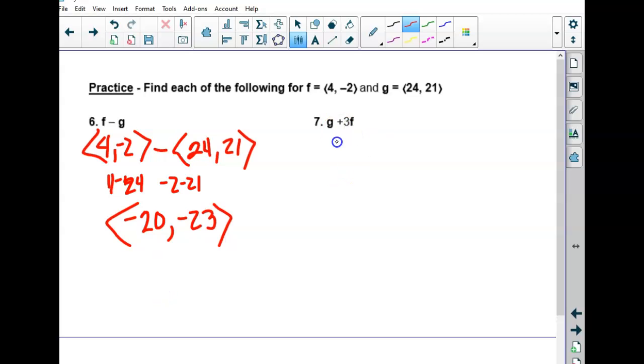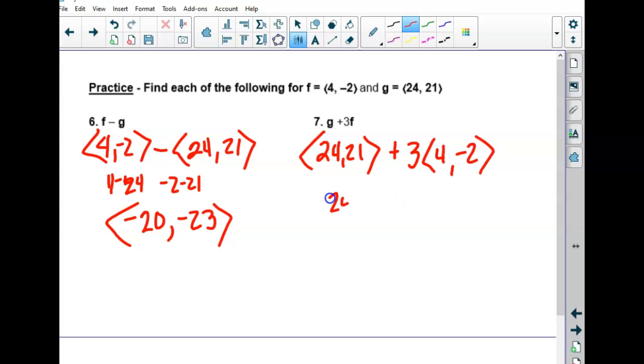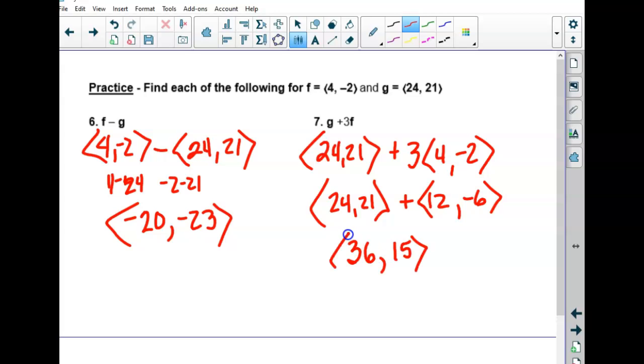And then can you try this one on your own? G plus 3f's. So what is 3f's going to make that one? Yep. Multiply it by 3 and then just add it together. Do you wish that was the whole quiz? Did anybody get 3615? Okay. Any questions on those? Happy days, right?